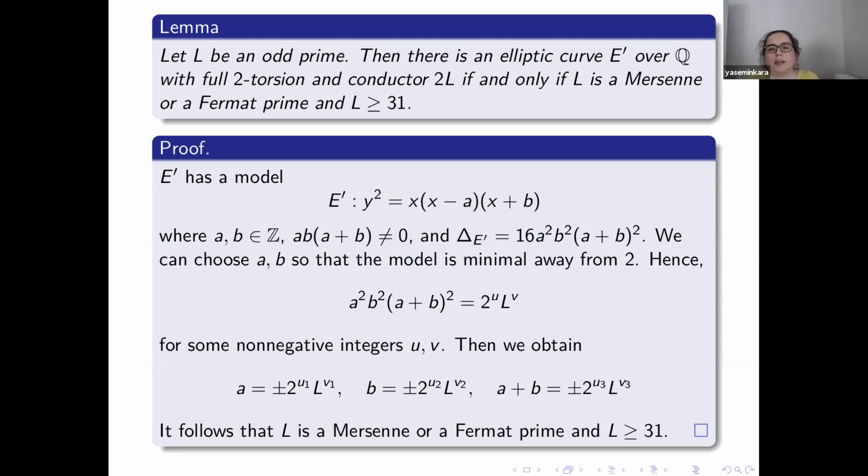And you can actually solve a and b in terms of, A and B have some special format, like 2 to the U1, L to the V1, such that A plus B is also of the form plus or minus 2 times U to the 3, L times V to the 3. So the moral of this example is that everything reduces to solving a special type of unit equation.